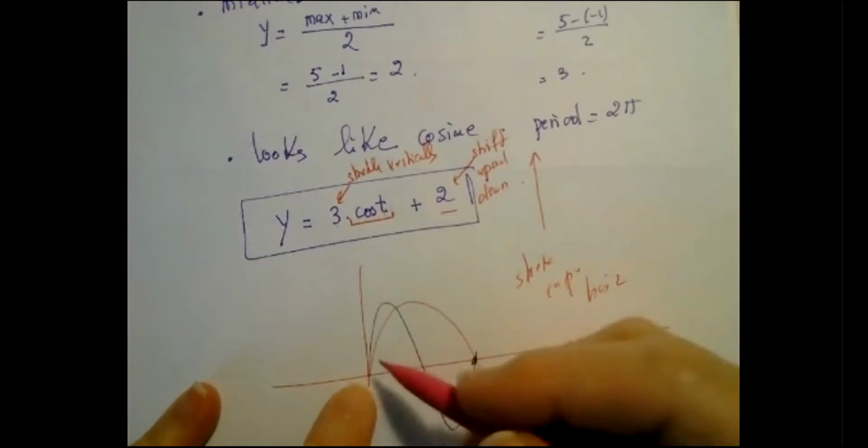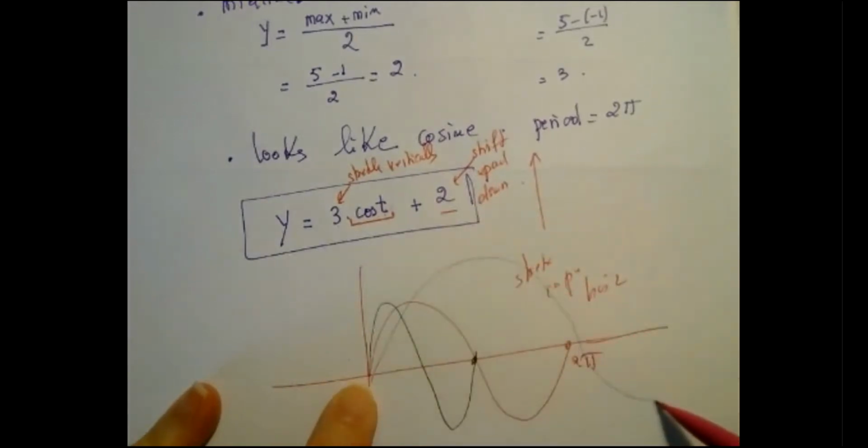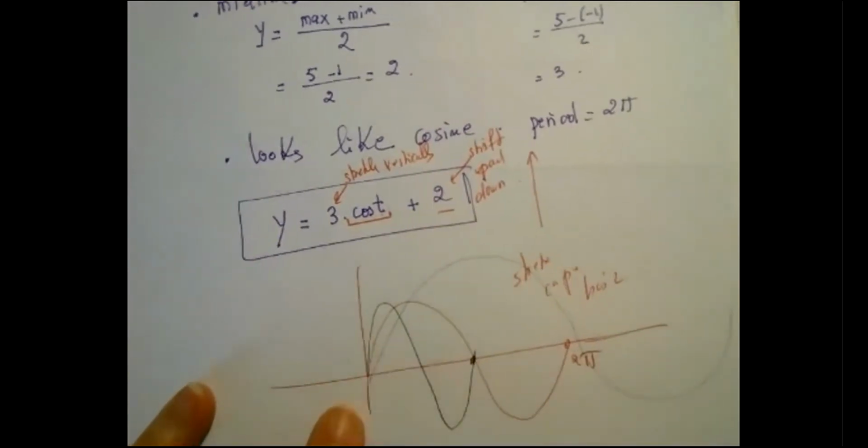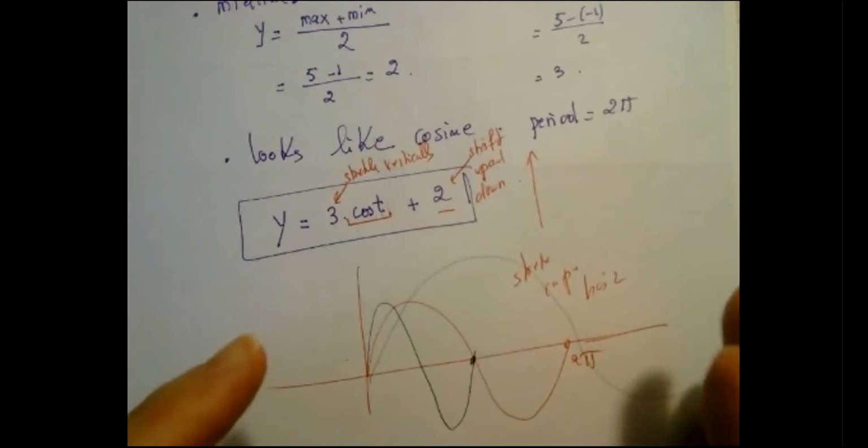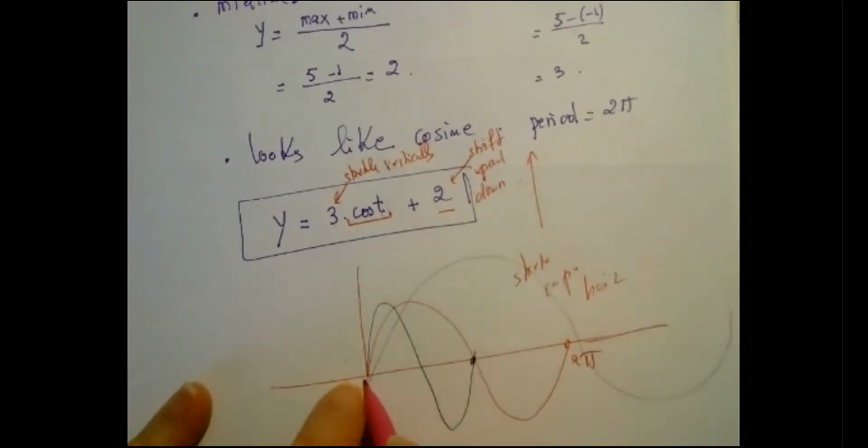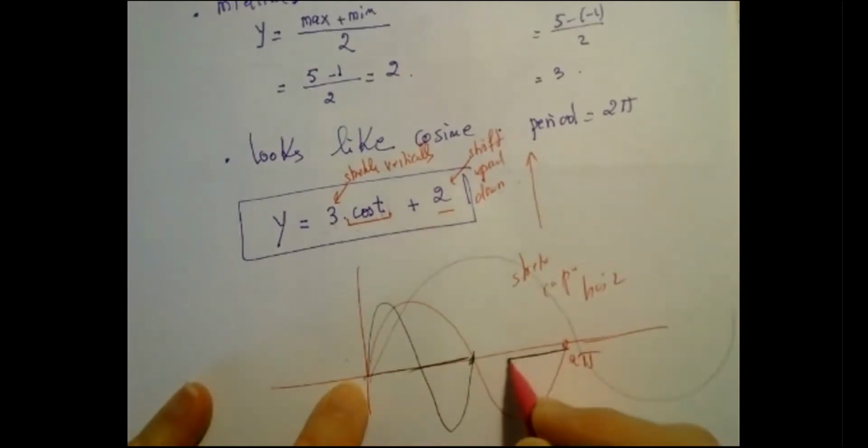Compress it a little bit, or we want to stretch it a little bit and make the period different. Okay, so the idea is: what is in the formula that will allow me to create a new function where the period is different? So what I'm going to do now is basically change the period.